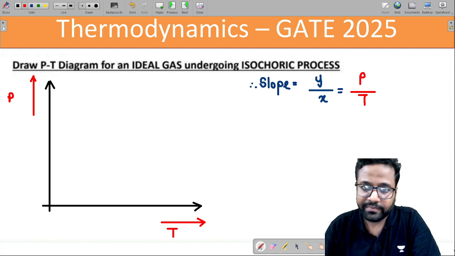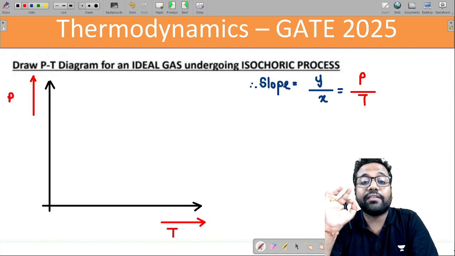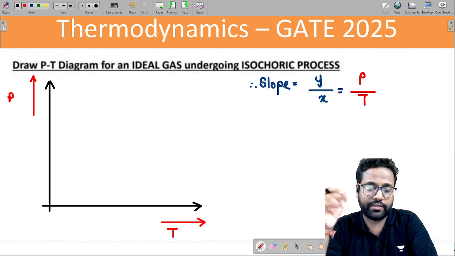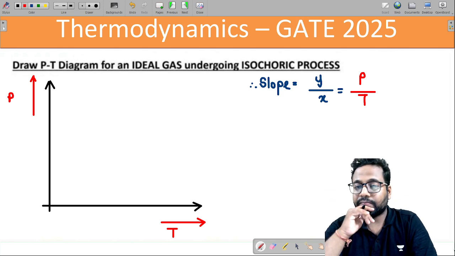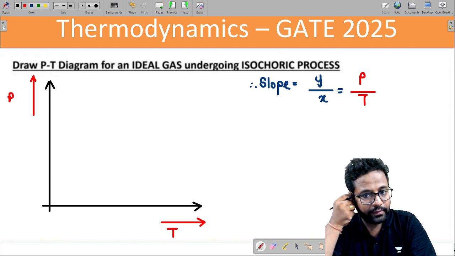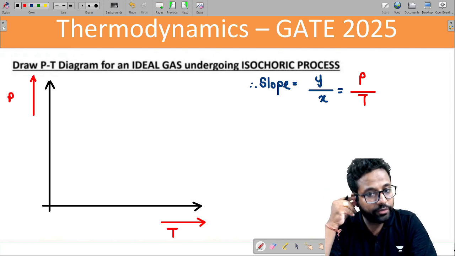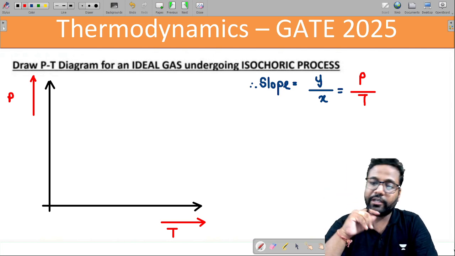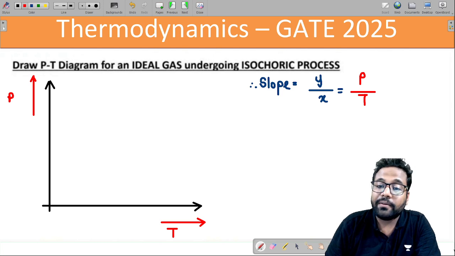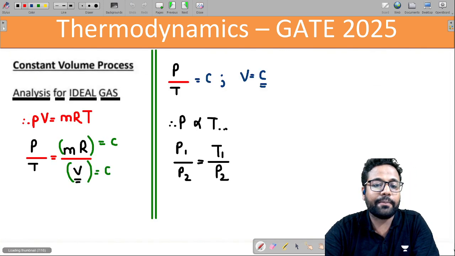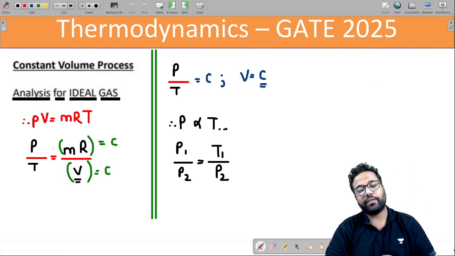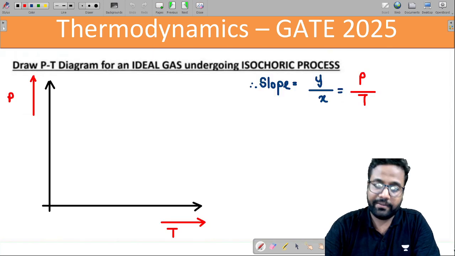Yes or no, बच्चा? So can we say that the slope of an isochoric process on the PT diagram will be equals to P upon T? So बच्चा अभी अपन लोगों ने define किया that P upon T was equals to mr upon V. So can I write this over here once again?